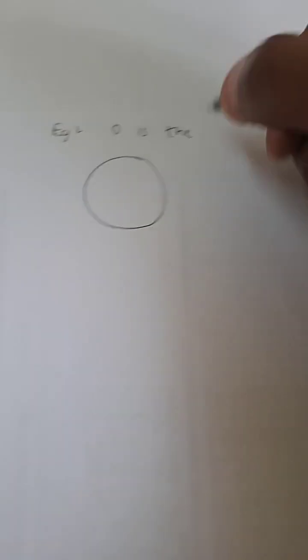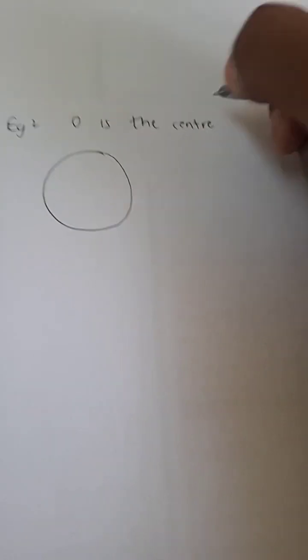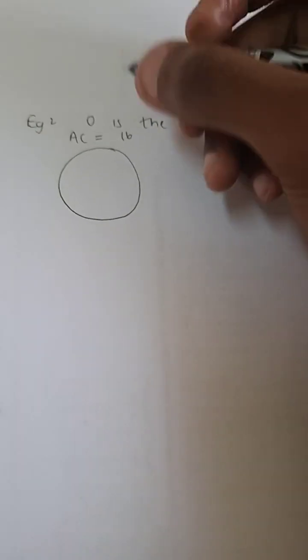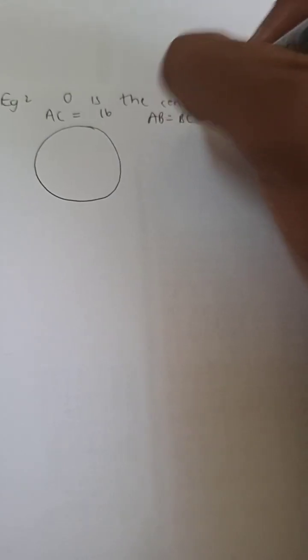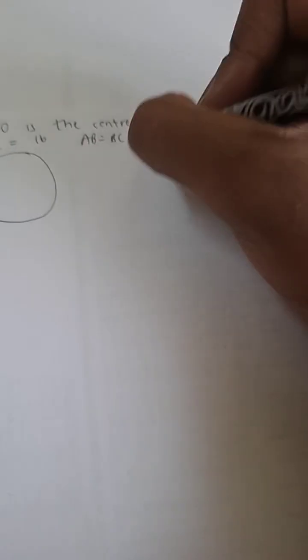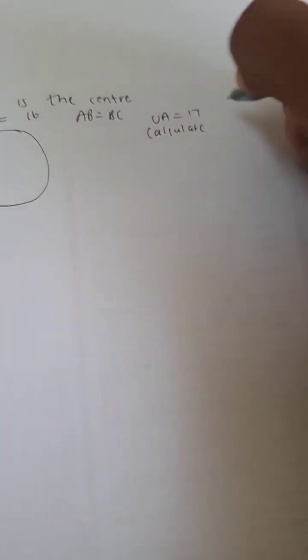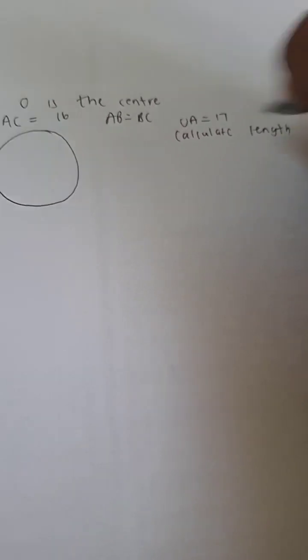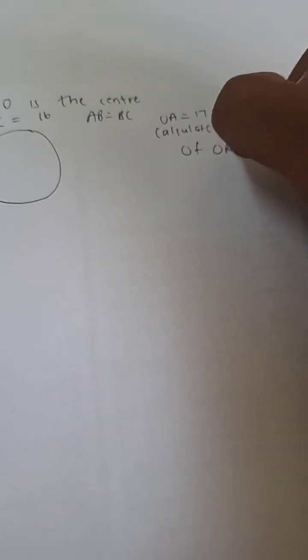Okay, so let's look at another one, maybe one that incorporates the other theorem that we looked at. Let's look at this one. Here is another one. So we are told here O is the center. AC is equal to 16. AB is equal to BC. OA is equal to 17. And we are asked to calculate the length of OB.